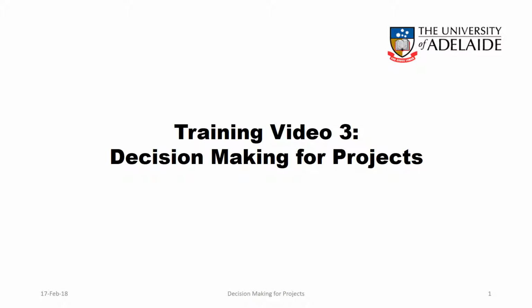In this video, we will be describing some important aspects of decision making for projects, including what typically goes wrong on projects and some ways of overcoming this to improve the likelihood of good outcomes. We will start by describing what a project is.